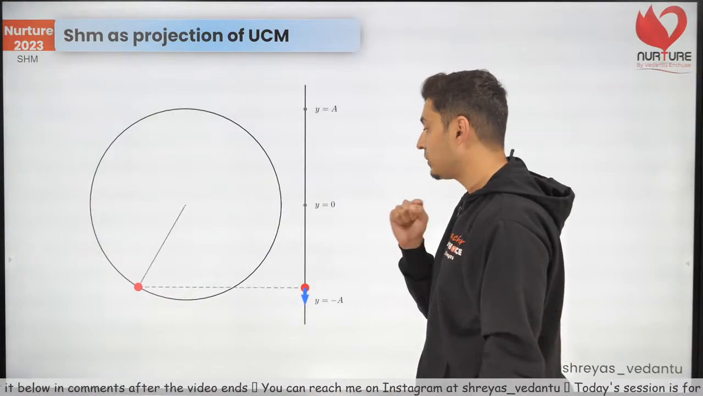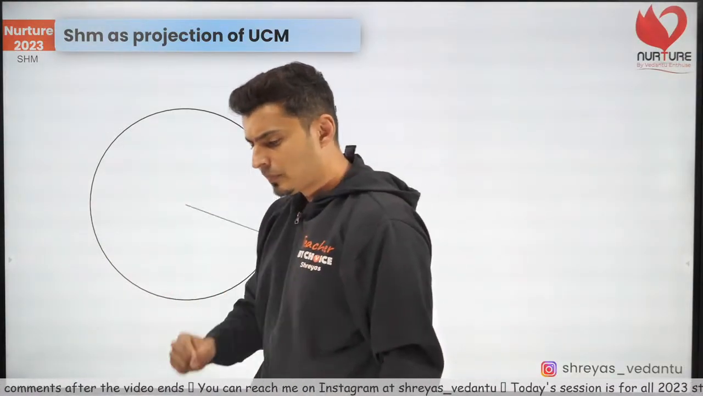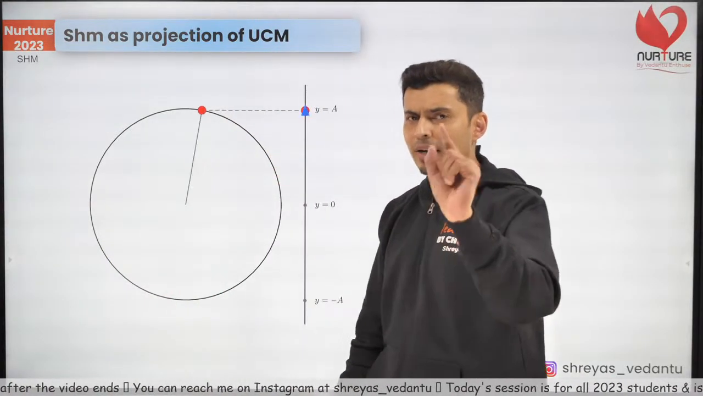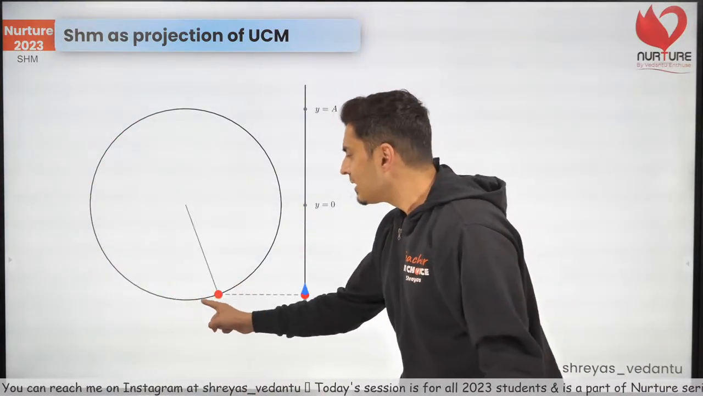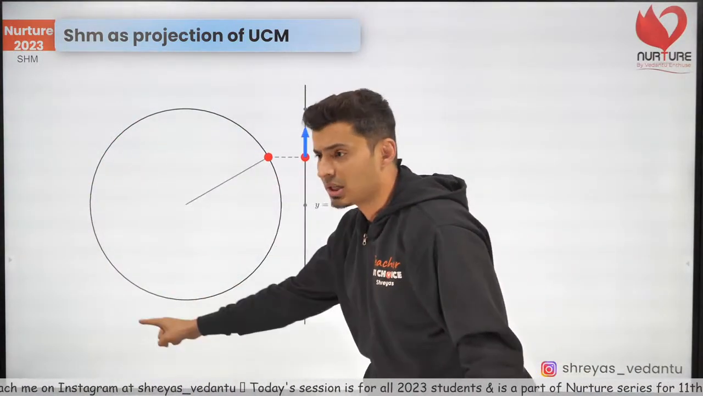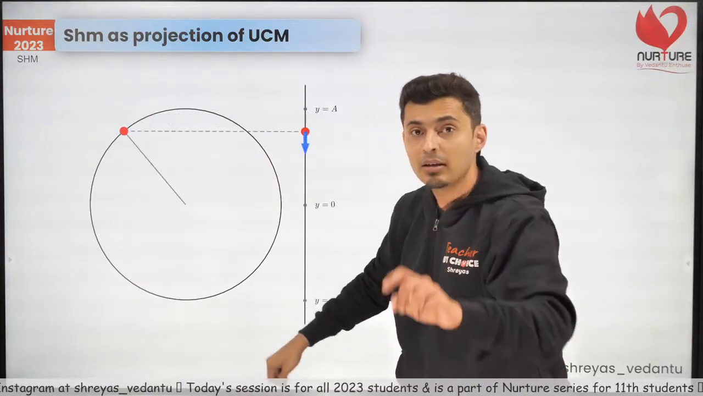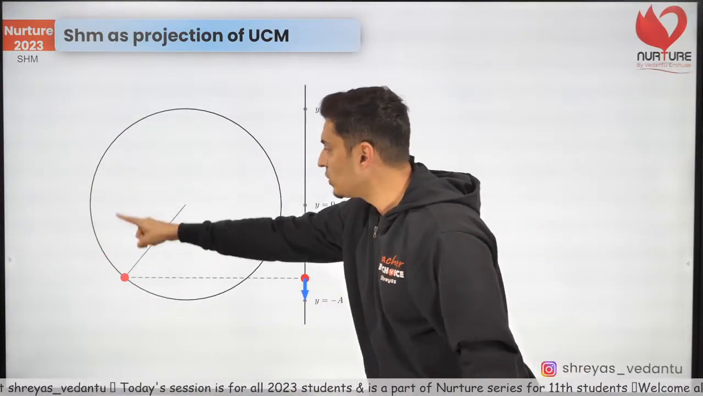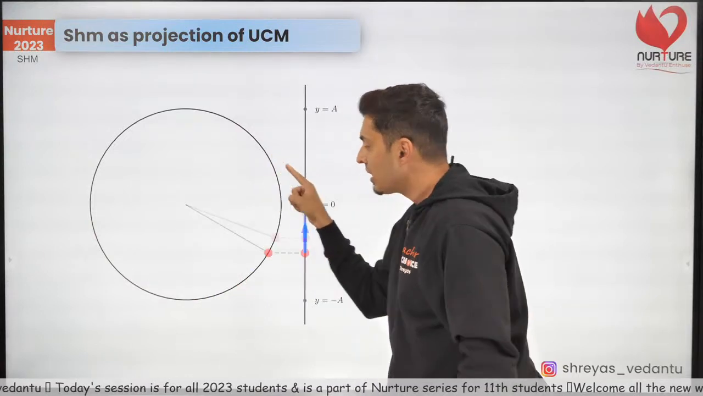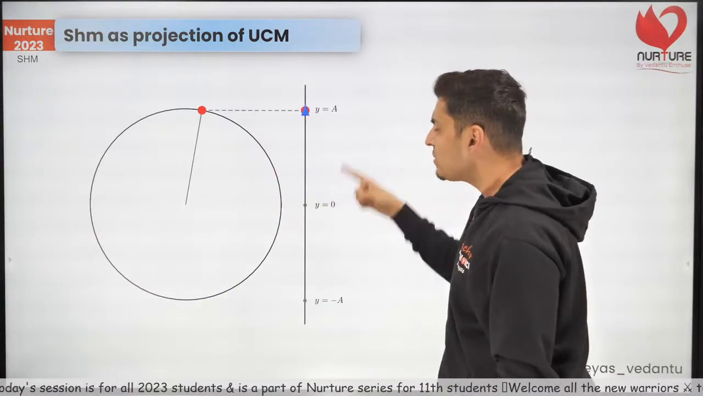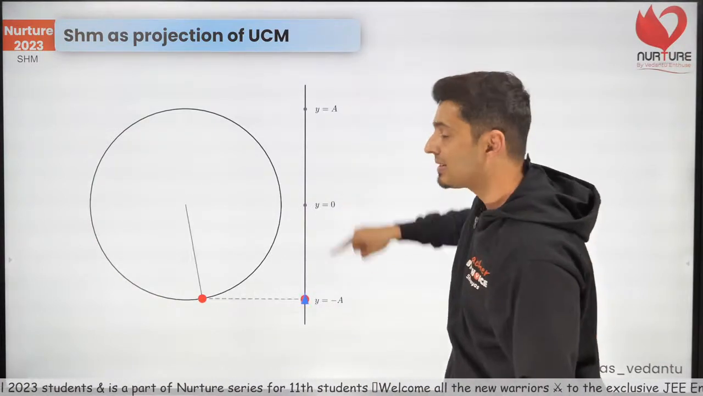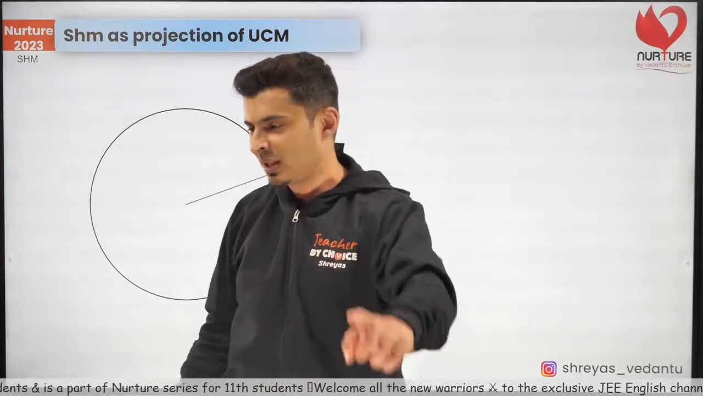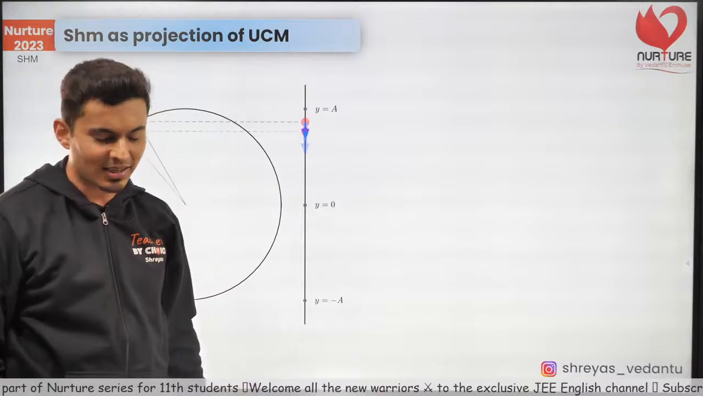So watch it carefully. One thing is very obvious, guys. This circular motion will have angular speed, whereas the SHM does not have angular speed because it is not having any angle. It has something called angular frequency.